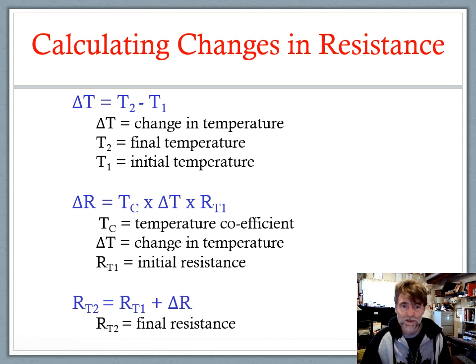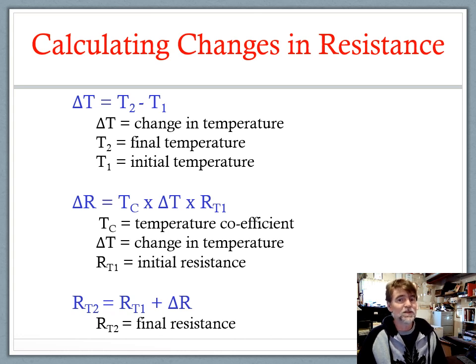So this is the second equation, the second step. How much does the resistance change? And delta R is equal to T subscript C, that's the temperature coefficient. So now we need to know whether we're talking about copper or aluminum. What is the value that we're going to have to put into our equation? And remember, this is not the percent number. This is the number that has the extra 2 decimal places. So the temperature coefficient multiplied by the change in temperature, multiplied by whatever the resistance was of that conductor at the original temperature. So that's R subscript T1.